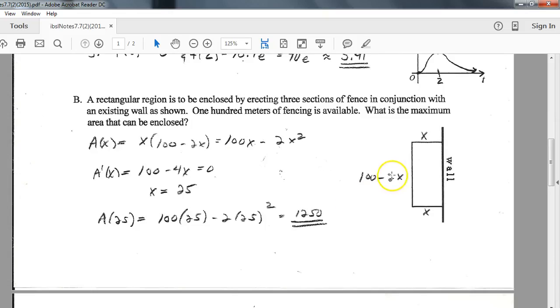Right here with a rectangular wall setting. So a rectangular region enclosed by 3 sections of fence. You can see the 2 sides here, here, and here. It's already adjoining an existing wall.